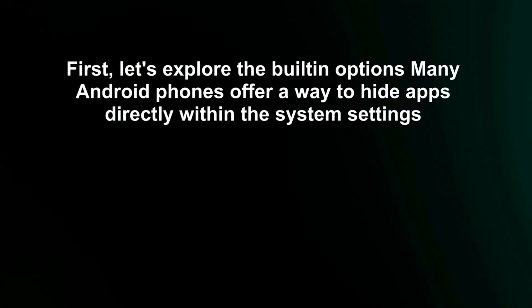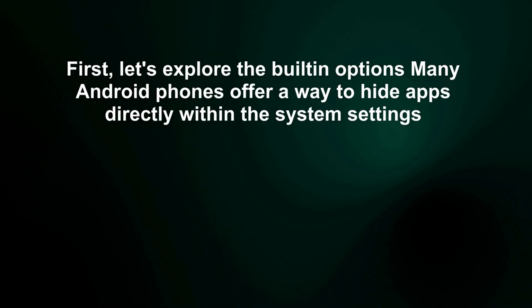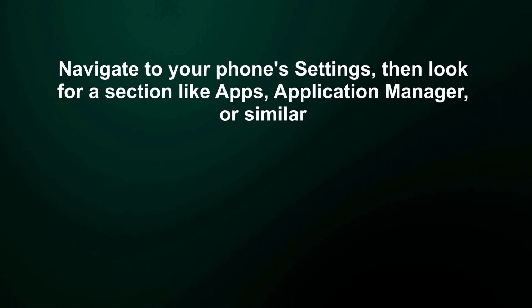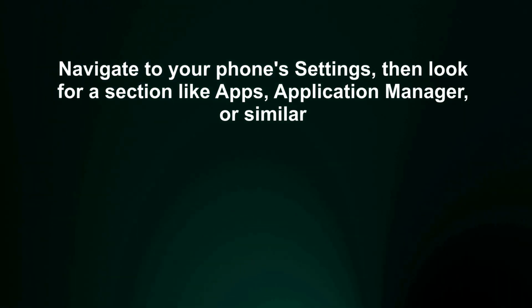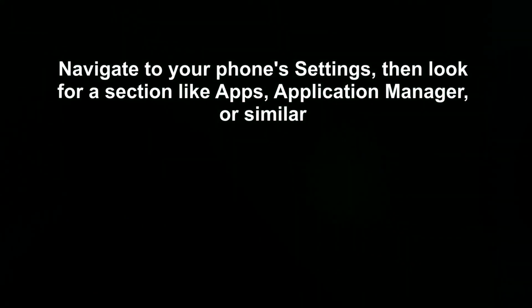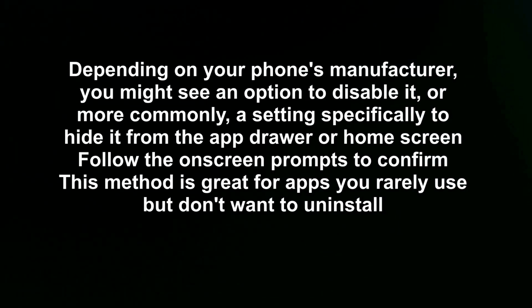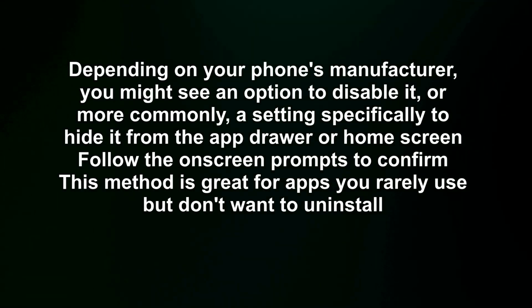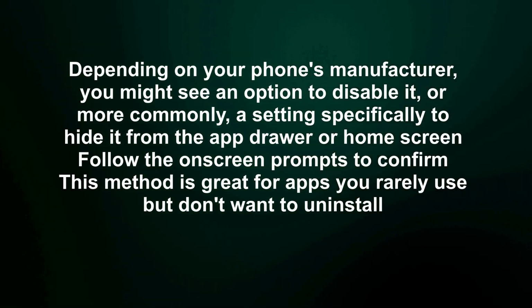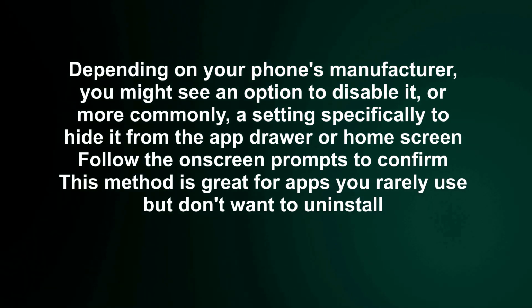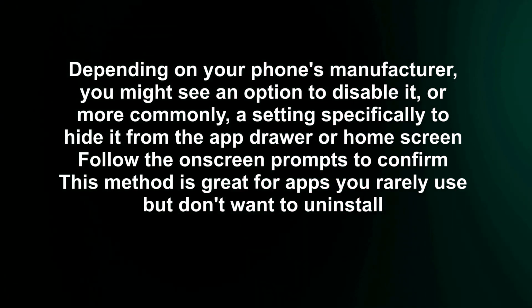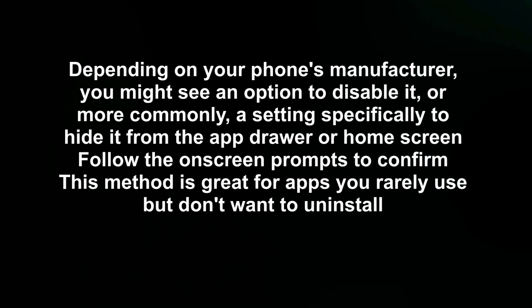Many Android phones offer a way to hide apps directly within the system settings. Navigate to your phone's settings, then look for a section like Apps, Application Manager, or similar. Tap on the app you wish to hide. Depending on your phone's manufacturer, you might see an option to disable it, or more commonly, a setting specifically to hide it from the app drawer or home screen. Follow the on-screen prompts to confirm. This method is great for apps you rarely use but don't want to uninstall.